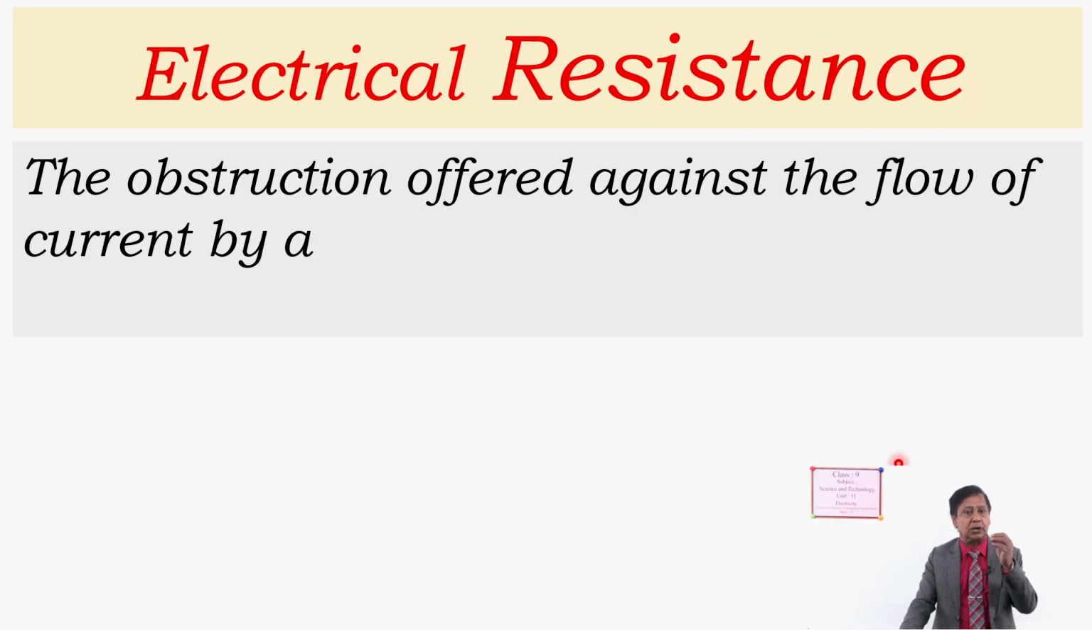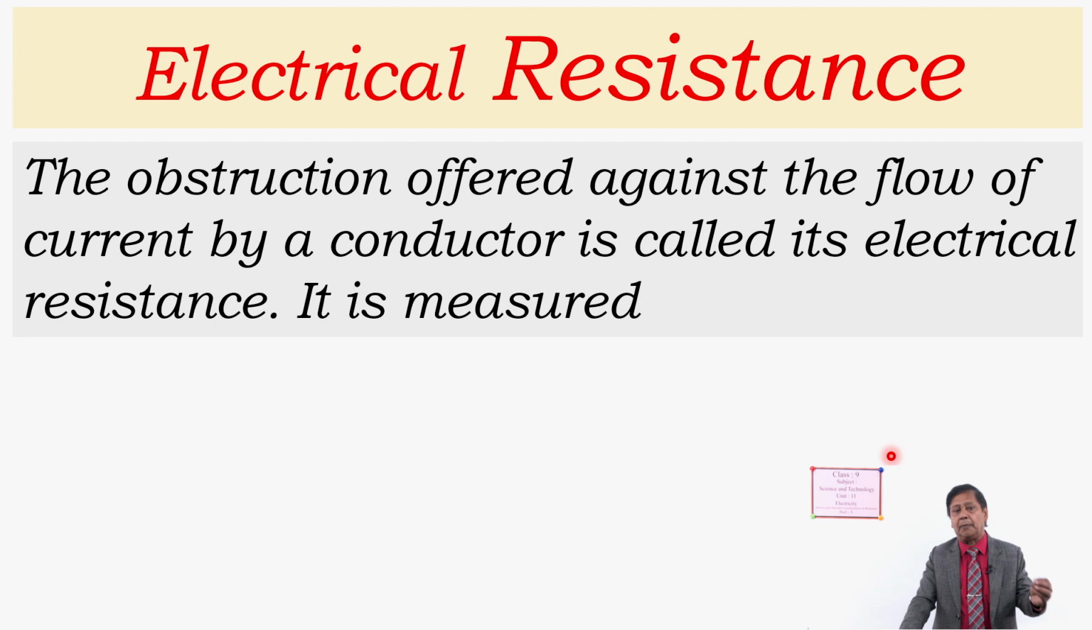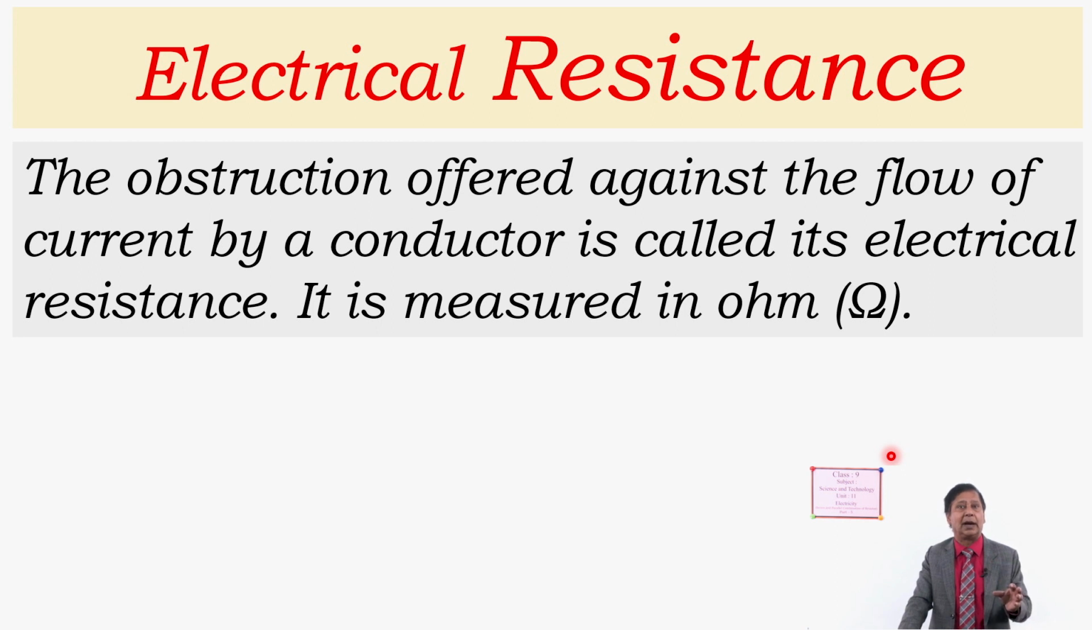The obstruction offered against the flow of current by a conductor is called electrical resistance. It is measured in ohm. The SI unit of resistance is ohm. What does it mean? Obstruction against the flow of current.